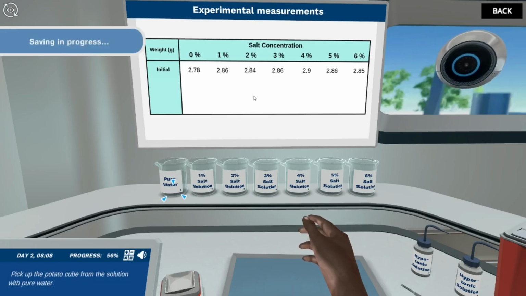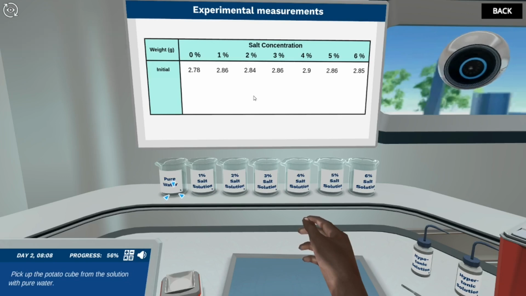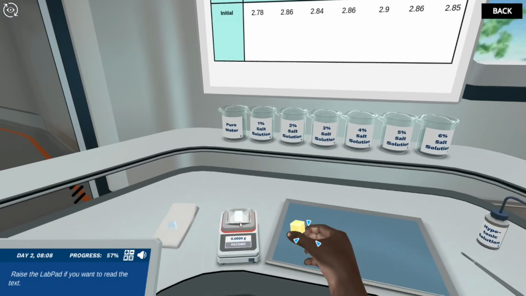Pick up the potato cube from the solution with pure water. Blotting the potato cube removes water stuck to the outside of the potato cube before we weigh it. This is necessary because we want to measure how much water has gone into the cells, not how much is stuck to the outside. Remove excess water from the potato cube by blotting it on the absorbing paper.